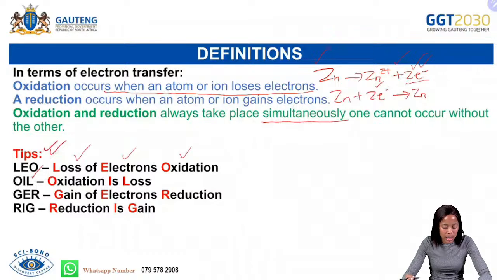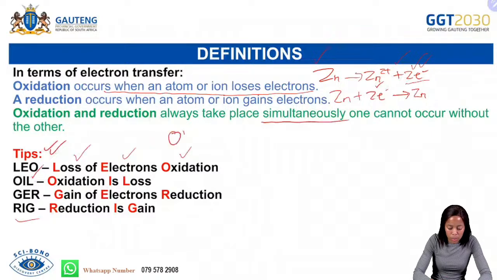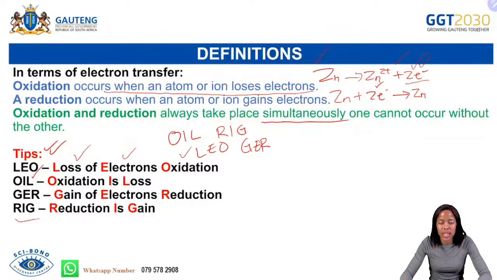And then we have GER, or gain. The G stands for the gain of electrons is reduction. Or you can also use RIG, which is reduction is gain, the gain of electrons. So you can use the combination of OIL RIG, or the other combination of LEO and GER. With OIL RIG, you will remember that oxidation is loss, the loss of electrons, and RIG is reduction is gain, the gain of electrons there.